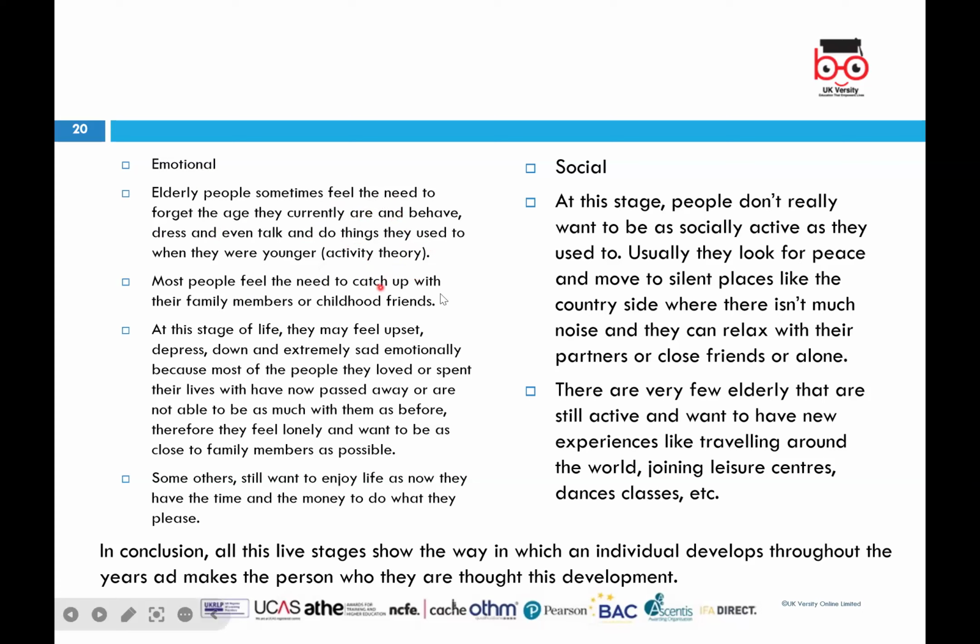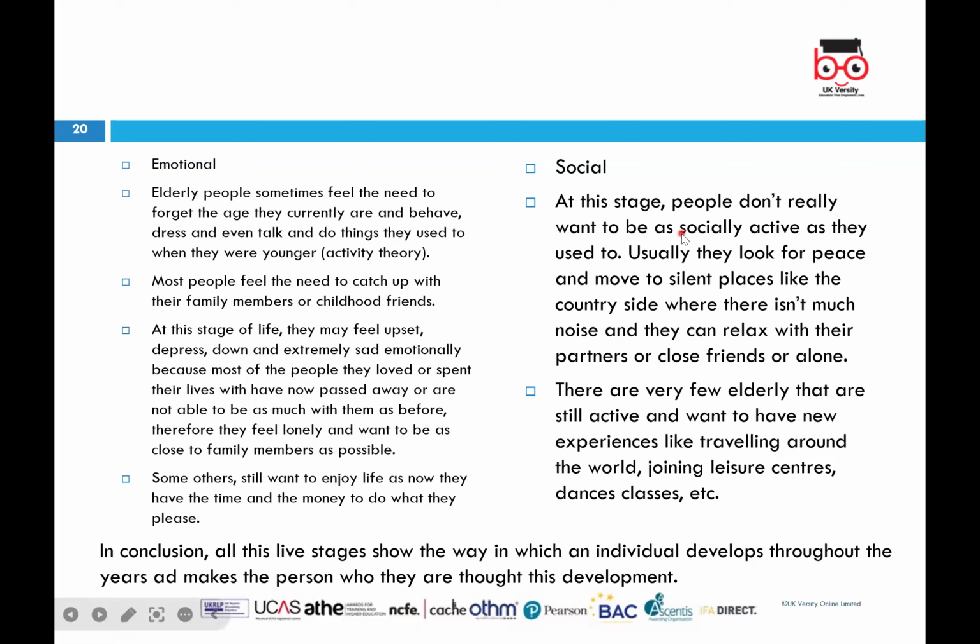Most people feel the need to catch up with their family members or childhood friends. They may feel upset, they may feel depressed because this is a big change in their lives. People who were close to them die, they pass away. Some people still want to enjoy life as now they have the time and the money to do so. Some people have the money to do what they want.